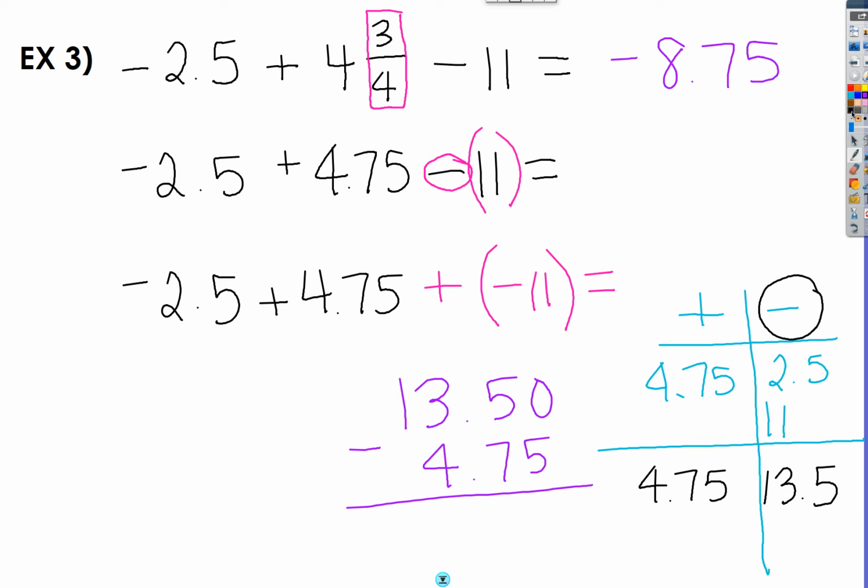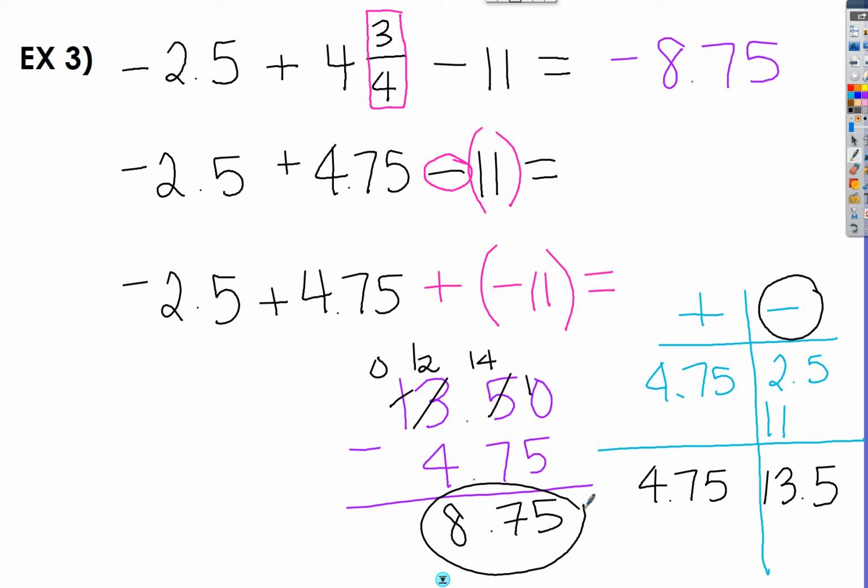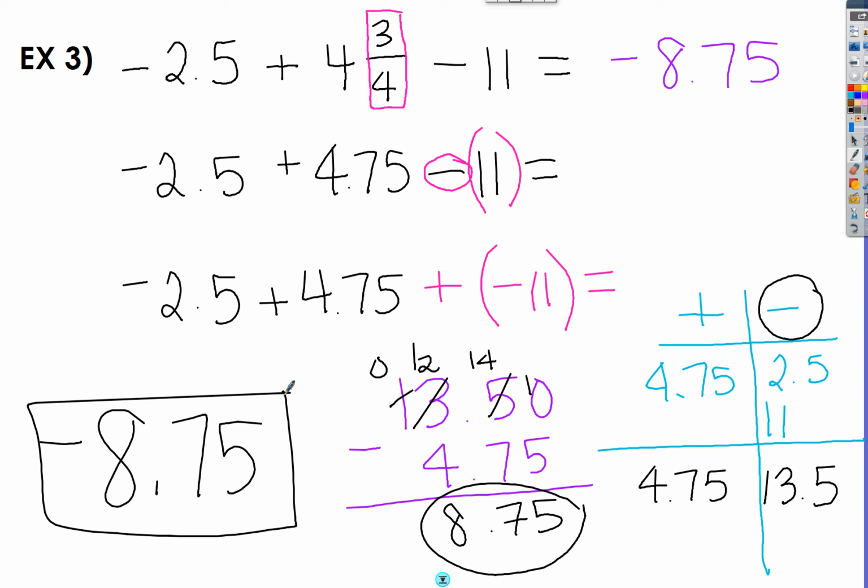So in this case, let's see, I would need this to become a 4, and then 10 minus 5 is 5. I need this to become a 2, so I can regroup to 14 minus 7, which is 7. And then I can just say 12 minus 4, or I can regroup again and say 12 minus 4 is 8. So 8.75, but remember the negative team won, so -8.75. Okay?